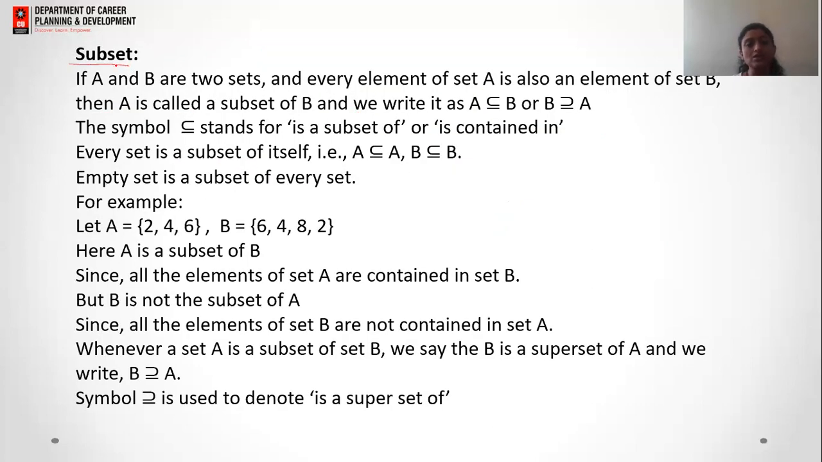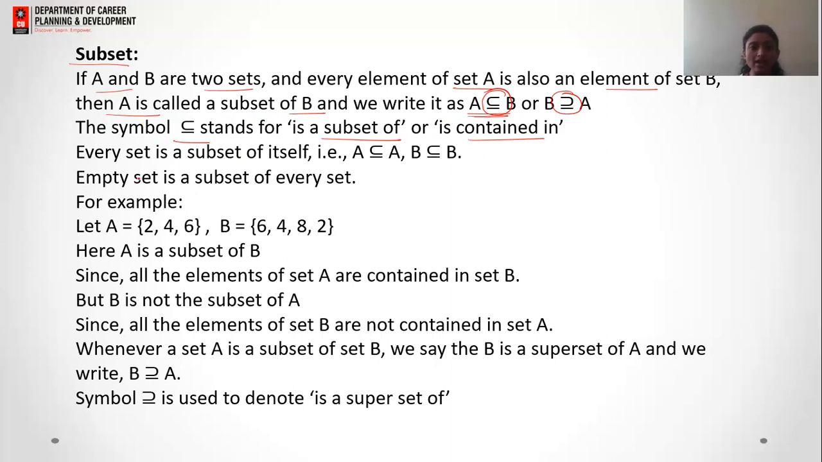The next is subset. What is the subset of a set? Let's say A and B are two sets, and every element of set A is also an element of set B, then A is called a subset of B. We can write A as a subset of B, or we can say B is a superset of A. This symbol stands for subset, or you can say A is contained in B.